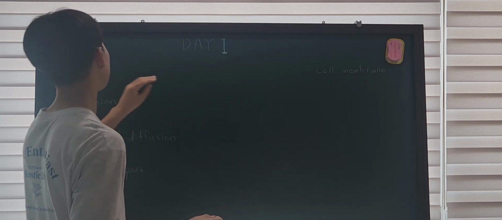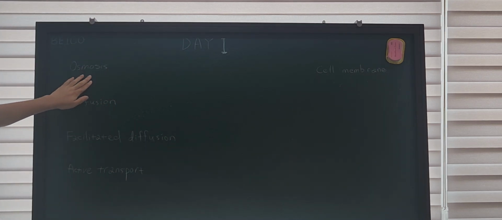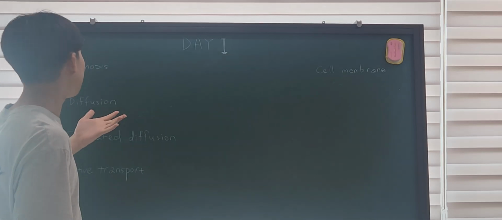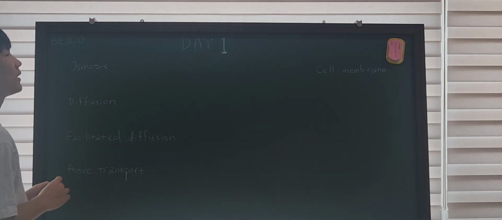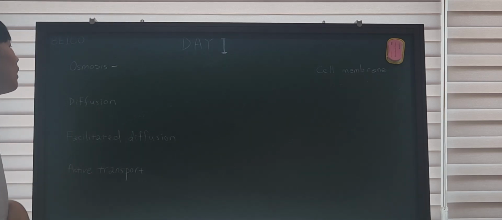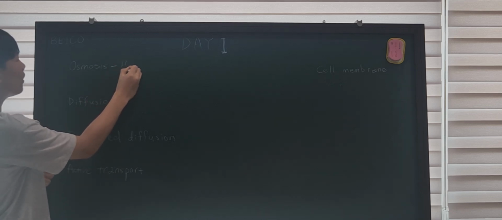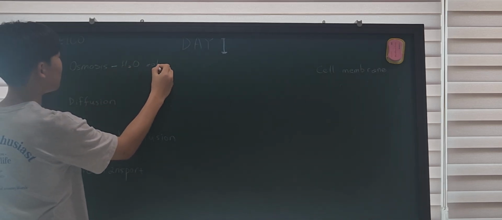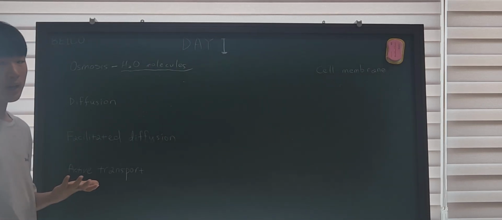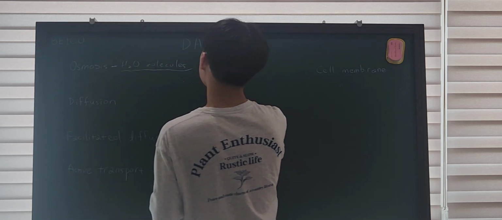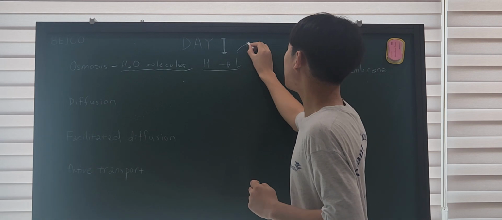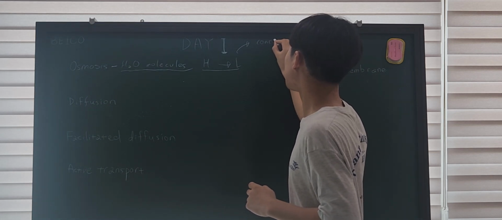Alright, to start off, let's start with osmosis. Osmosis is one of the kinds of movements that happens in the cell. To define osmosis, osmosis is the movement of water molecules from an area of high concentration to low concentration. And this high to low concentration is called the concentration gradient.